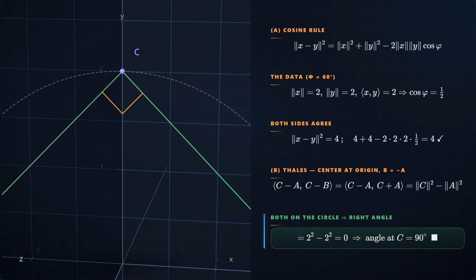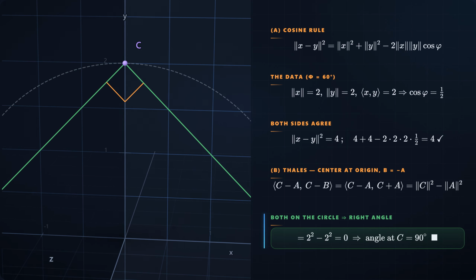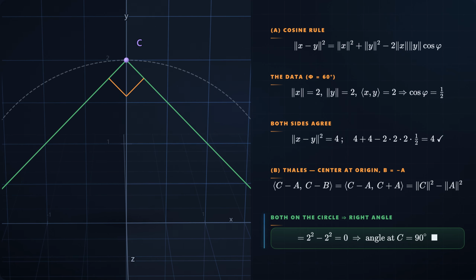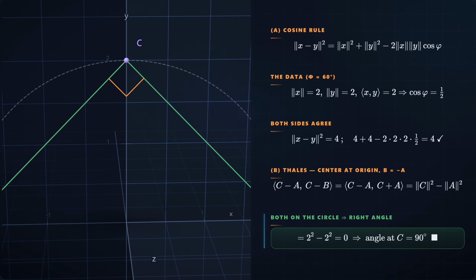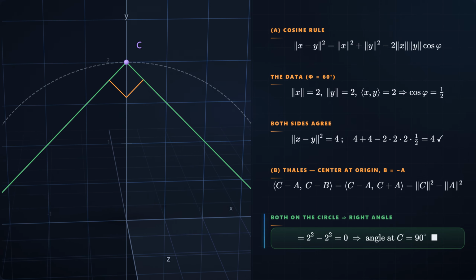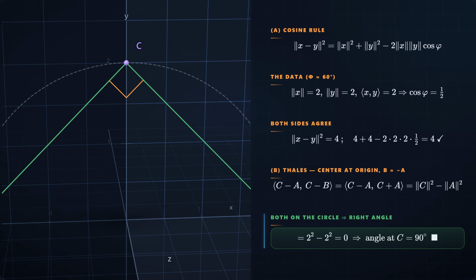But c and a both sit on the circle of radius 2, so both norms are 2. The difference is 0. A zero scalar product means the two sides from C are perpendicular. The angle in the semicircle is a right angle. That's Thales in 3 lines of algebra.